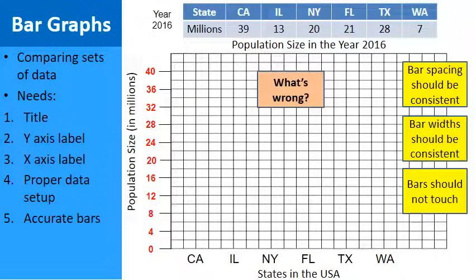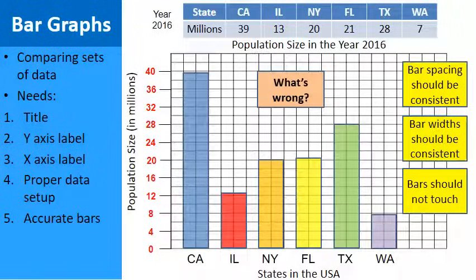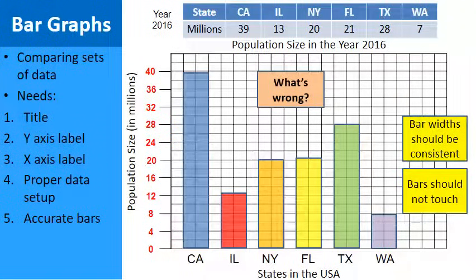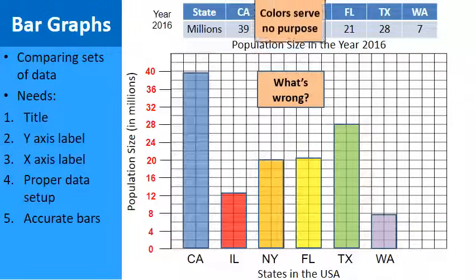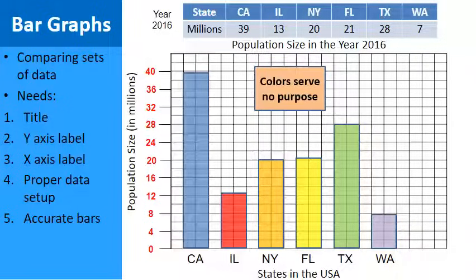And how about this one? The most noticeable thing here is the colors, I think, because there's nothing wrong with the spacing. The bar widths are consistent, and the bars are not touching. So in this case, the colors really serve no purpose other than maybe making it pretty. And of course, having a visually attractive graph can be really helpful, but we really want the graphs to be functional. So in this case, they really serve no purpose.